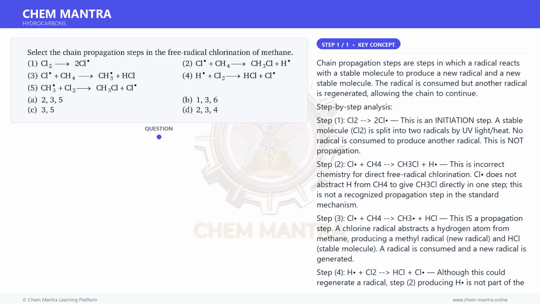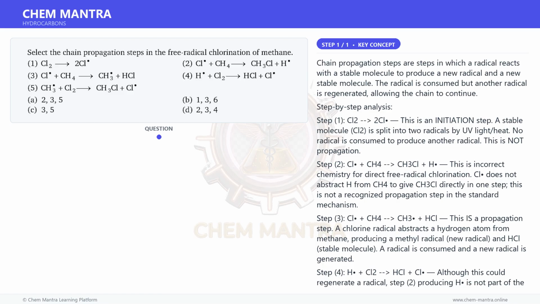Step 4. H + Cl2 → HCl + Cl. Although this could regenerate a radical, it depends on step 2. Producing H is not part of the standard mechanism, so step 4 is not part of the standard propagation cycle.